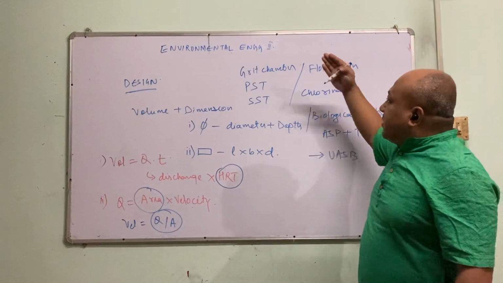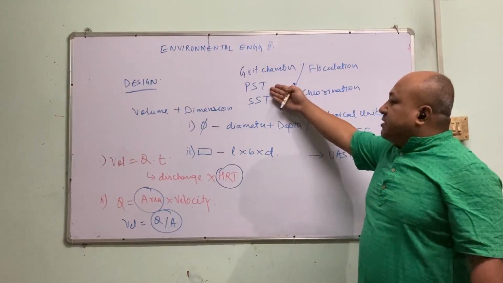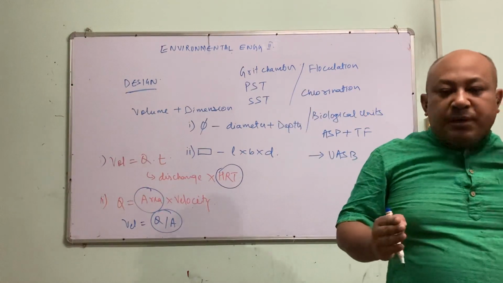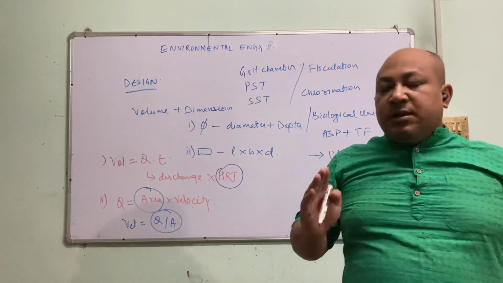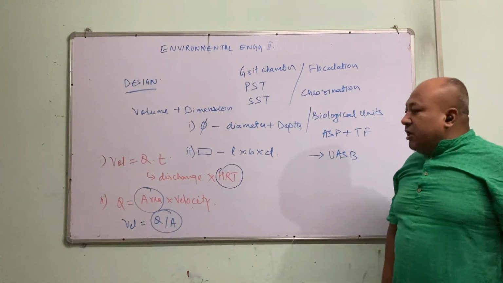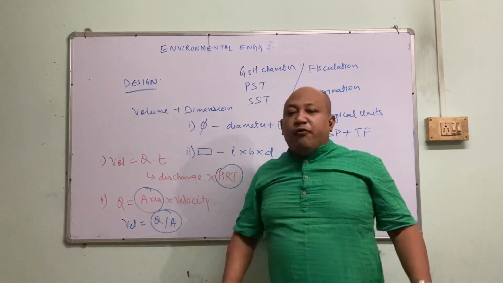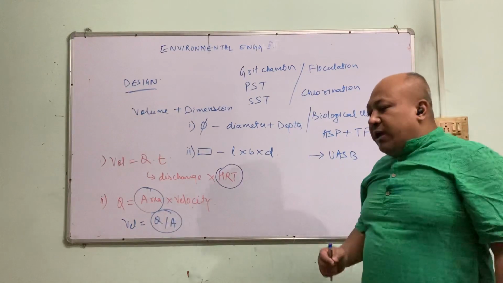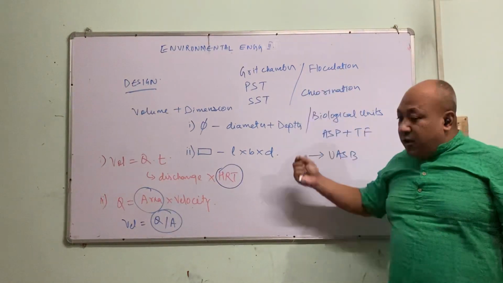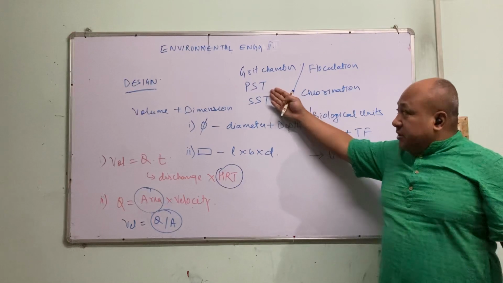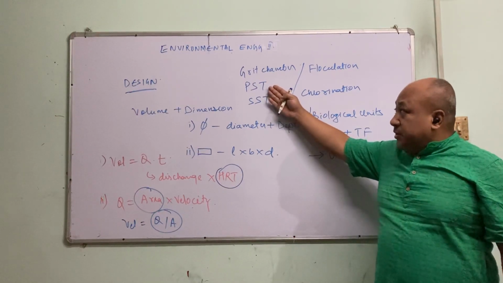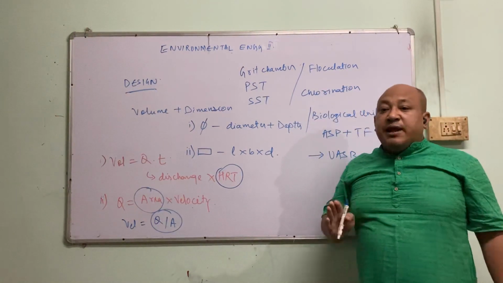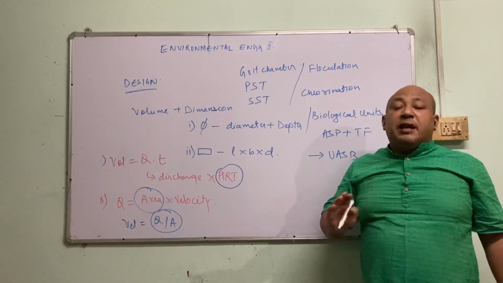So, what is the HRT of the grit chamber? What should be the HRT of the PST? What is the HRT of the SST? All these things, we want marked up. We have to remember them, but I'll tell you the basic concept. Number two, if you know the velocity. In environmental engineering, velocity means at what velocity the particle settles down in the grit chamber, at what velocity the particle settles down in primary sedimentation, secondary sedimentation, and flocculation. So if you know the velocity, then you can design the volume and the dimensions.